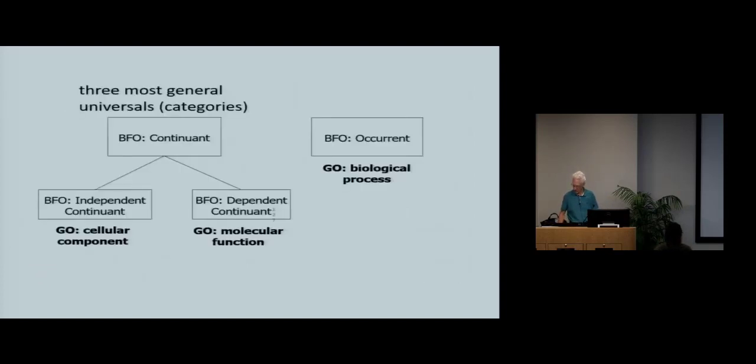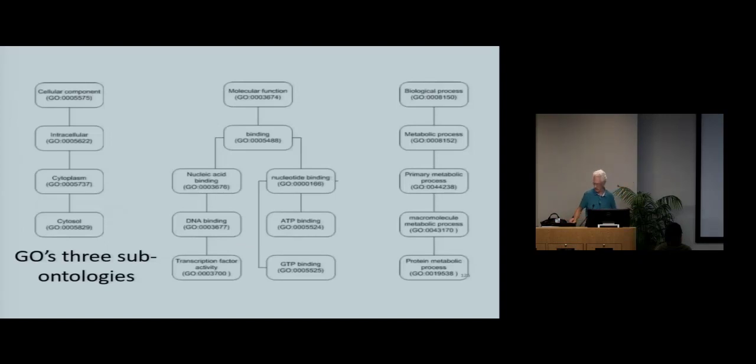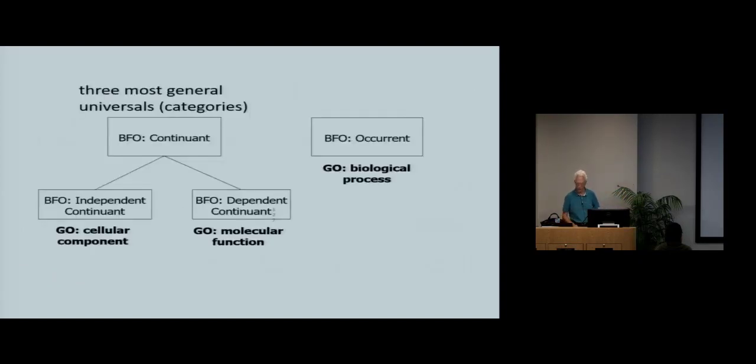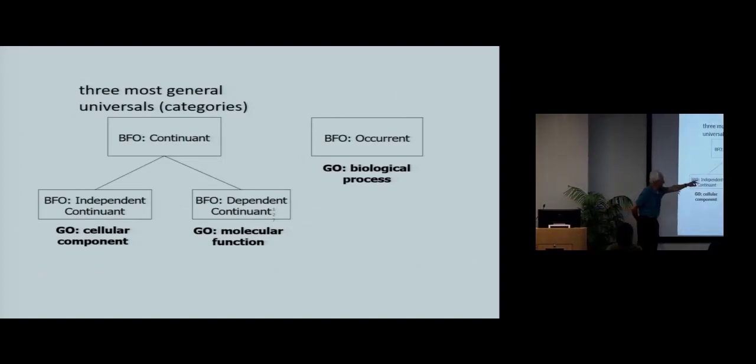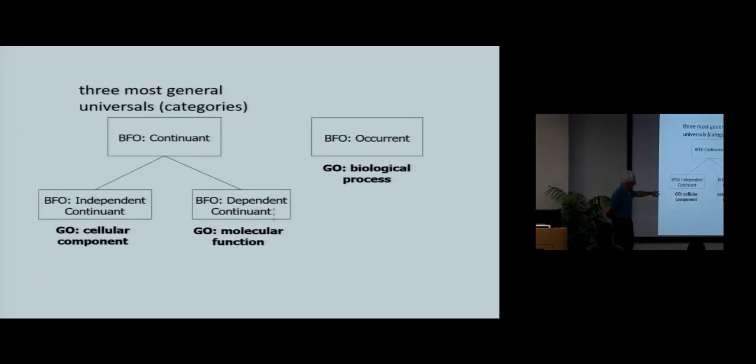So there are 3 top nodes to the gene ontology, and there are 3 top nodes to BFO, namely independent continuant, dependent continuant, and occurrent. Cellular components are independent continuants, which means roughly things. Molecular functions are dependent continuants, which means roughly attributes. And biological processes are occurrents, which means roughly the things that occur. These are things which exist in time. Those are things which occur in time.